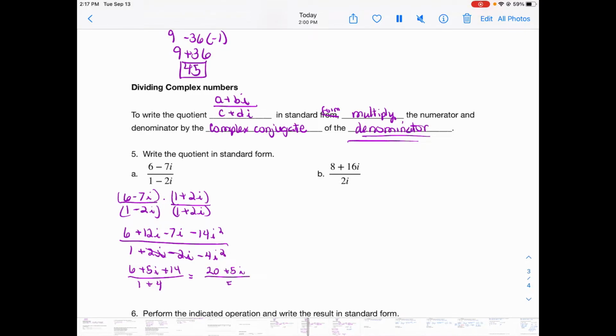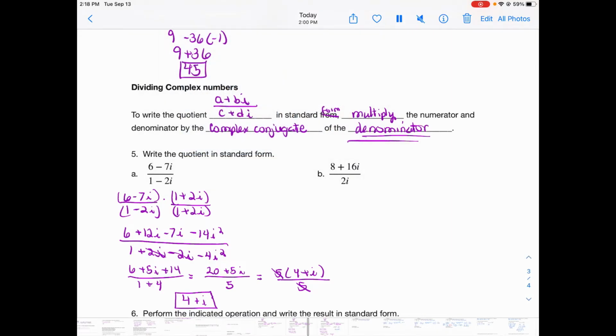But I'm not quite done. I'm still not in standard form. So I notice I have a GCF on the top, so I can factor out that 5 from the numerator, and that leaves me with 4 plus i. And then the 5 in the numerator and the 5 in the denominator will simplify down, and my answer is 4 plus i. So that quotient is equal to 4 plus i.